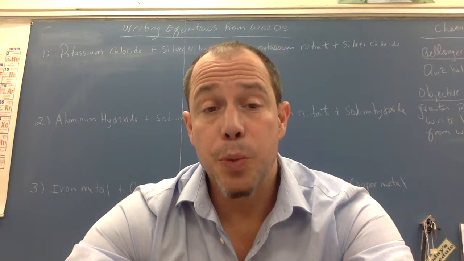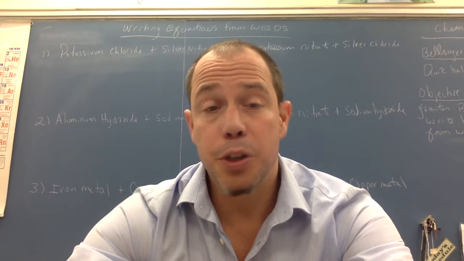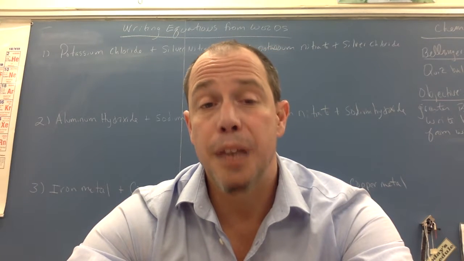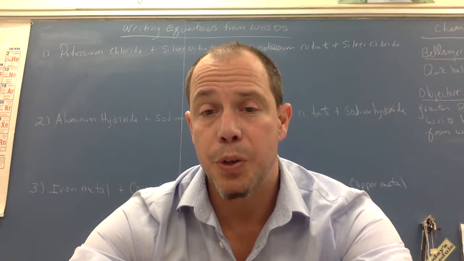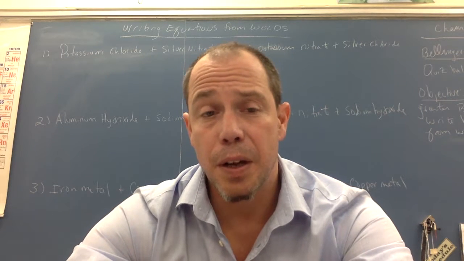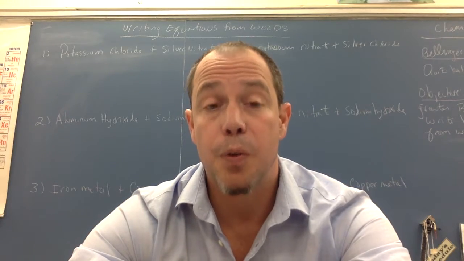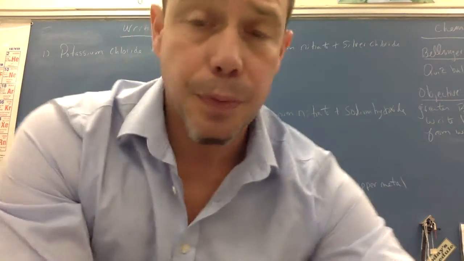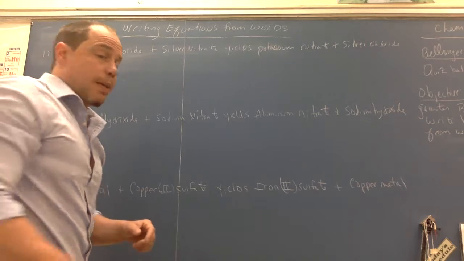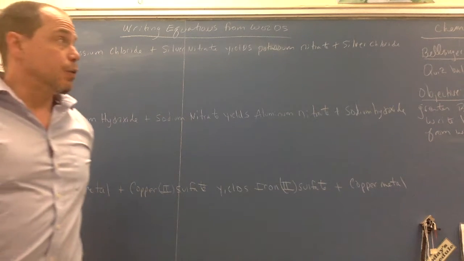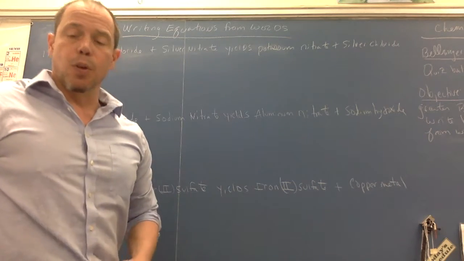So the best way to actually introduce this concept is to just go ahead and give examples. I have 3 examples written on the board, and those 3 examples are exactly the same as the ones you got in your worksheets. So let's take a look at how to write and balance chemical equations from words. On the board here, first problem, same as on your worksheet, I have written potassium chloride plus silver nitrate yields potassium nitrate plus silver chloride.